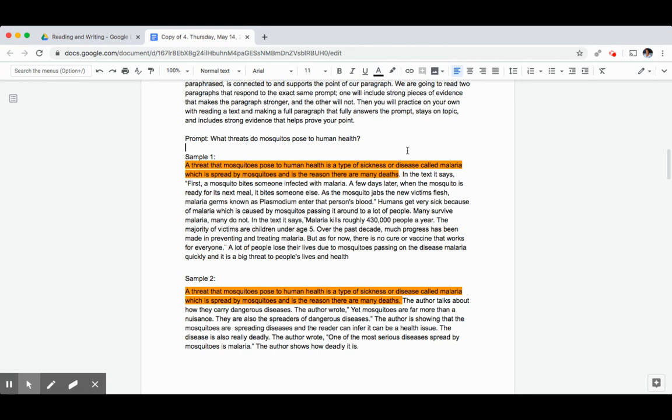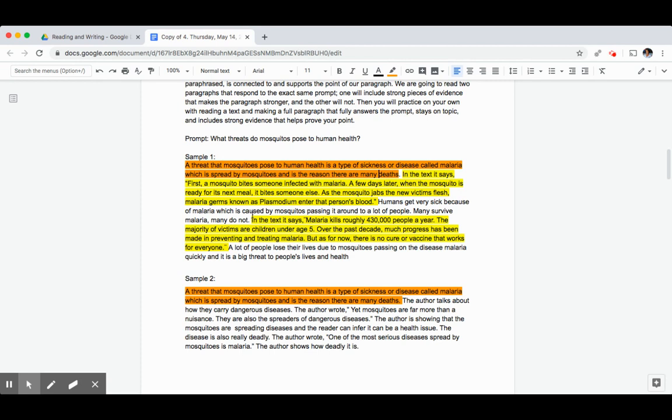So now I want you to go back to this sample and take a look at the evidence. And I want you to answer the following questions. Does this evidence selected directly prove the assertion that was provided? Is there evidence connected to the assertion, and is it the best evidence that could be used to prove their point?